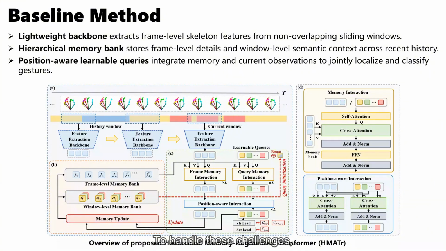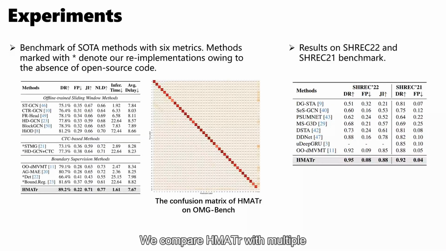To handle these challenges, we propose HMATr. It uses a lightweight backbone for frame-level skeleton features, hierarchical memory for historical context, and position-aware queries to jointly localize and classify gestures. We compare HMATr with multiple state-of-the-art online gesture recognition methods.